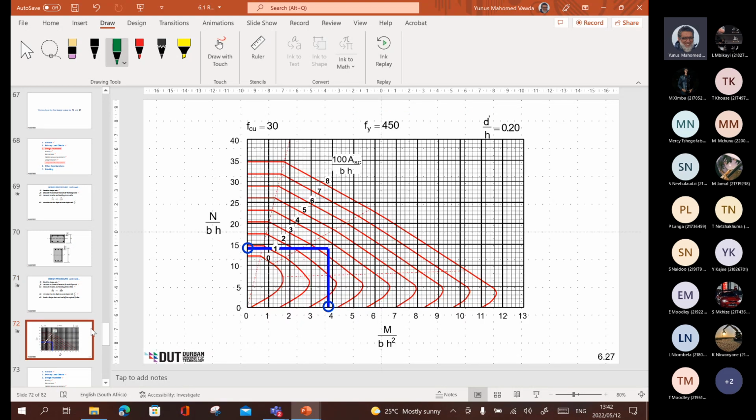Okay, so this is what a graph looks like. It has the strength of the concrete. It's restricted to that. The yield strength of the steel. This is d prime over h. d prime is the dimension from the face to the nearest steel, center. So that assumes something like 0.2. And then you've got N upon bh, M upon bh squared, and you go N upon bh and M upon bh squared, and you get to the value.